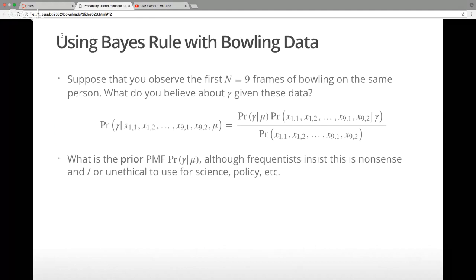And Bayesians come back and say, well, yeah, gamma is a constant, but we don't know what it is. And my beliefs about gamma follow a distribution like the Poisson distribution. And now I'm just using the rules of probability to give me a coherent way of updating my beliefs about what gamma is in light of the data that's coming in.